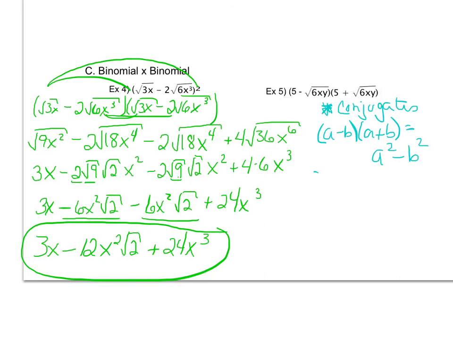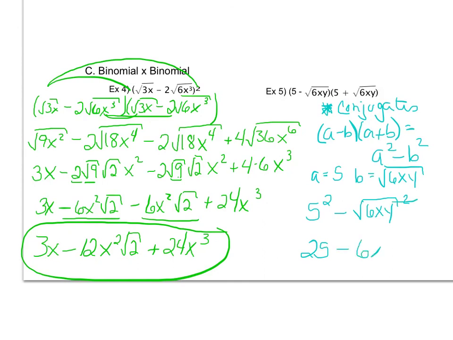So my a, I notice, is going to be 5. My b is going to be radical 6xy. So following my formula, I get a squared minus b squared. Again, remember, I could always FOIL if I'm more comfortable with FOILing. And then 5 squared is 25. My radical and my square will cancel, leaving me with minus 6xy. Since I do not have the exact same variable part, I cannot combine like terms, and I'm going to go ahead and stop here.